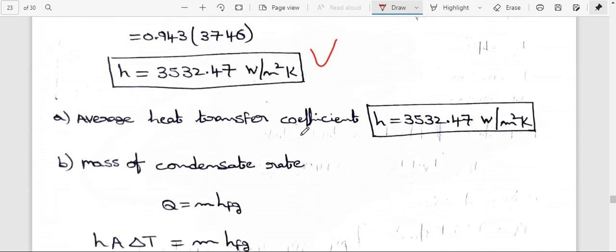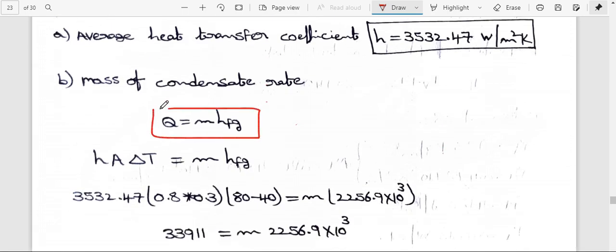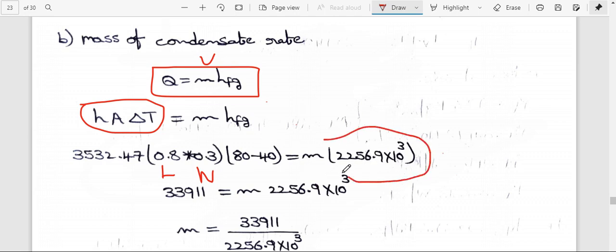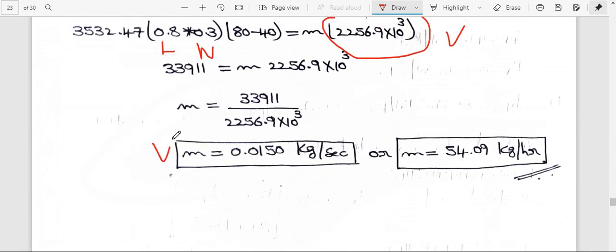For the first question, the average heat transfer coefficient is the h value, and the mass of condensate rate is given by q equal to m HFC. We need to calculate the m value. So q equal to h A delta T, and we know the h value and A value. Here A is the flat plate length into width, and delta T is equal to T vapor minus surface temperature, and HFC is equal to 2256.9 into 10 cube. We have to substitute all these values. So here m is in terms of kg per second.